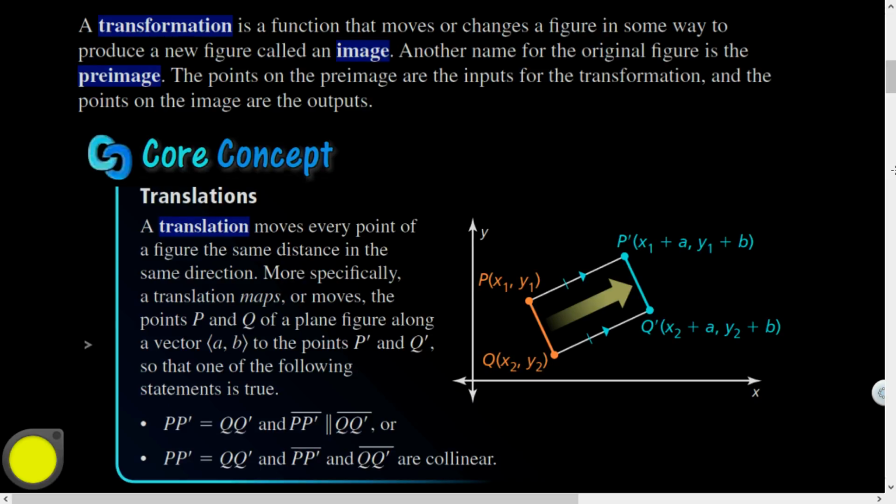But it says translations move every point of a figure the same distance and direction. You could say that it maps or moves points P and Q along the vector. Notice that this vector is being applied to all of these points to P prime and Q prime. Also, check this out. If I was to describe vector P prime, that vector, right?